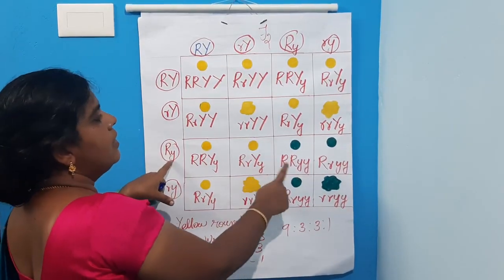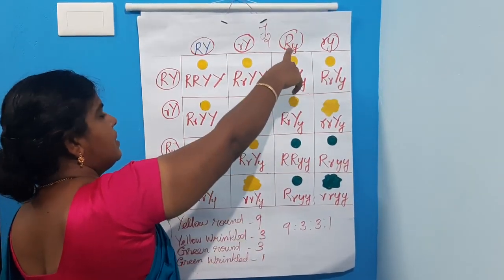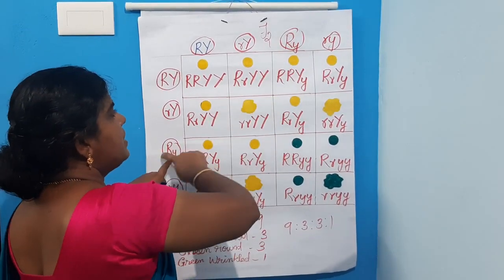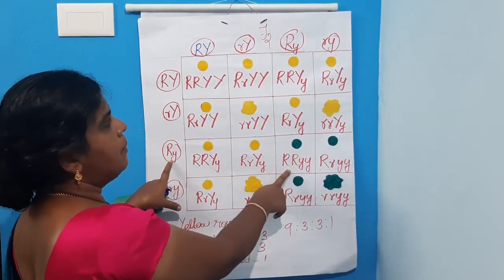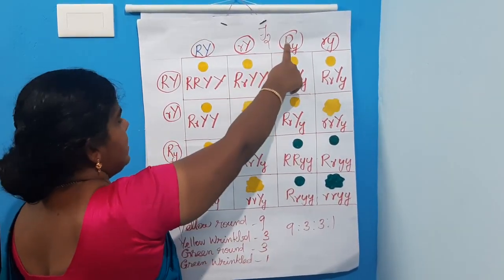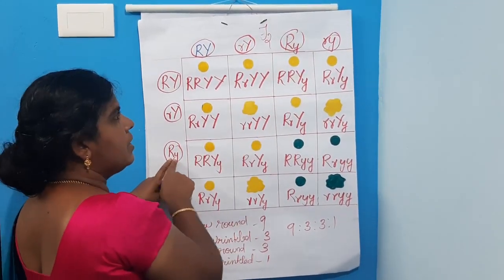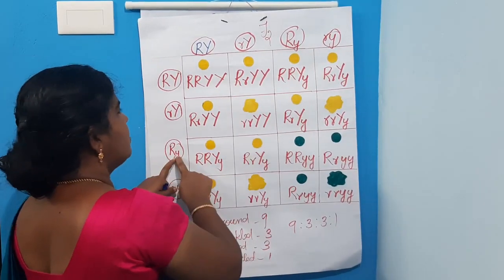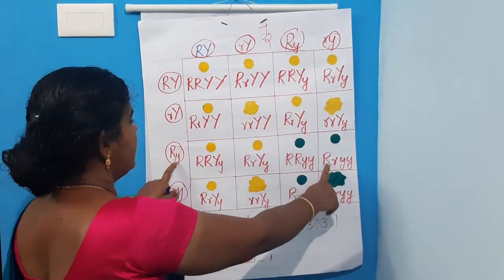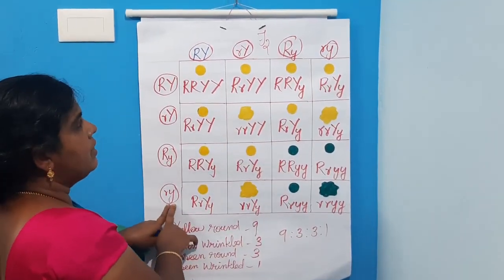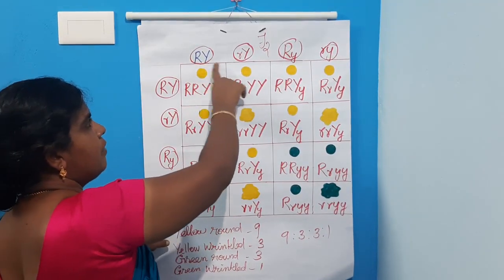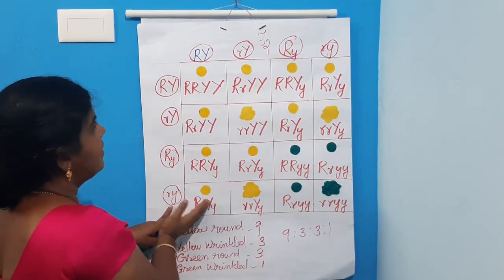Write down here. Then here these two gametes fused to form this hybrid. Capital R, small r, small y, small y. Next, capital R, small r, small y, small y. Write down here. Then this gamete fuses with that gamete and forms their respective hybrids here.